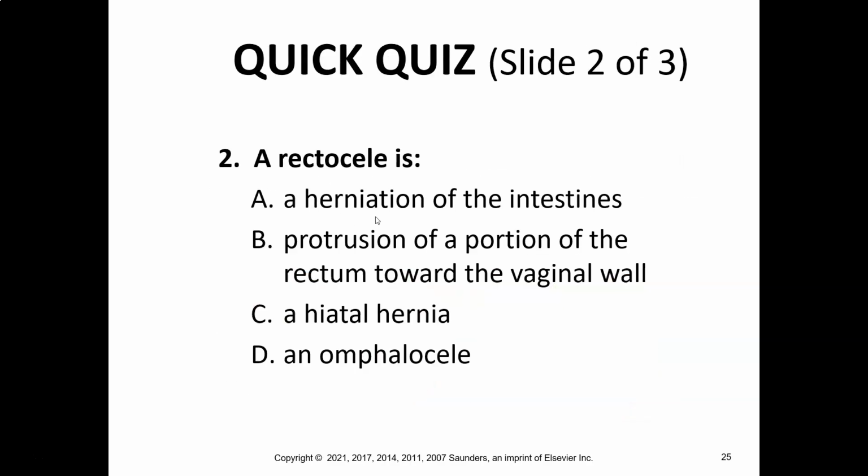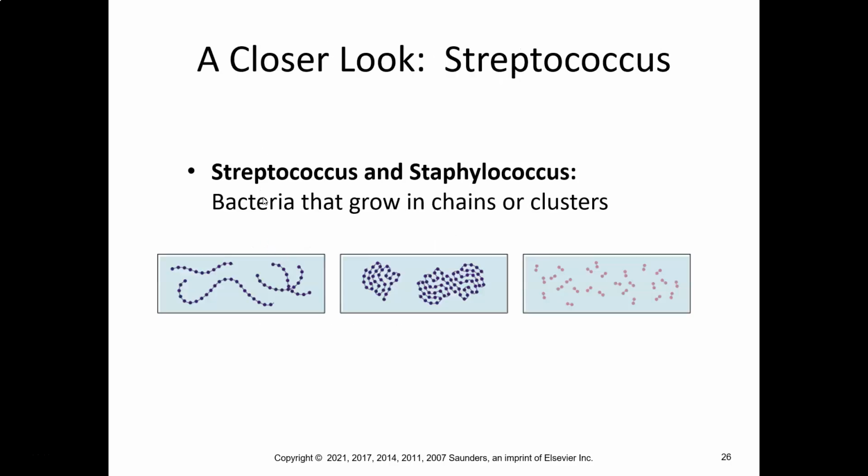So what is a rectocele? It's a herniation of the intestine, a protrusion of a portion of the rectum toward the vaginal wall, not a hiatal hernia or omphalocele. So the answer would be B. And streptococcus and staphylococcus are bacteria that grow in chains or clusters.